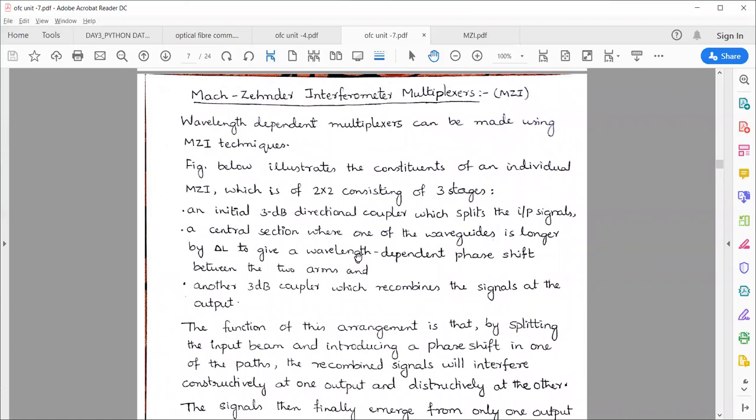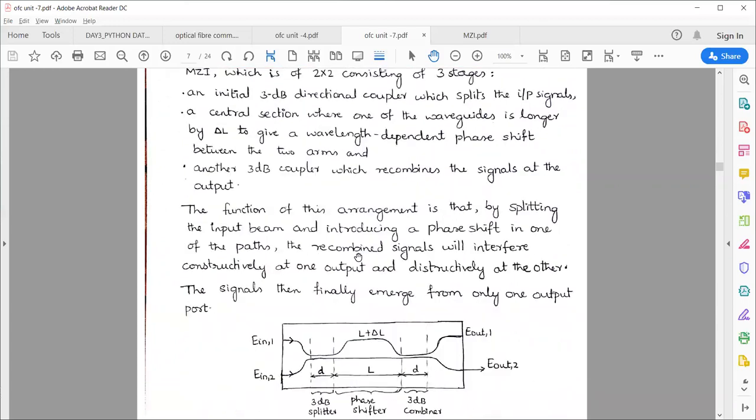Why do we call these 3 dB couplers or 3 dB splitters and combiners? Because they split the incoming beam into the two arms equally. I mean, the power is divided equally between the two arms of the splitter.